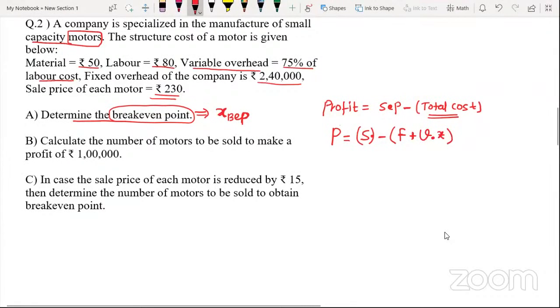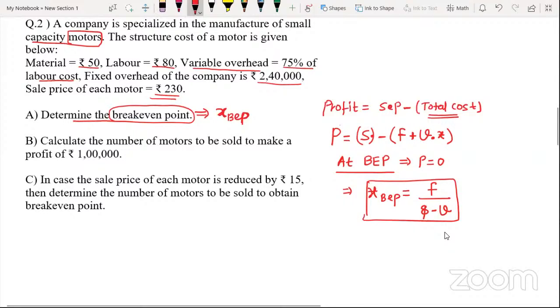So at BP, we know the break even condition: at break even point, the profit is zero, neither profit, no loss. So from here we can find XBP. Since we are talking about BP, XBP will be F upon small s minus small v. So this is the formula you have to remember.